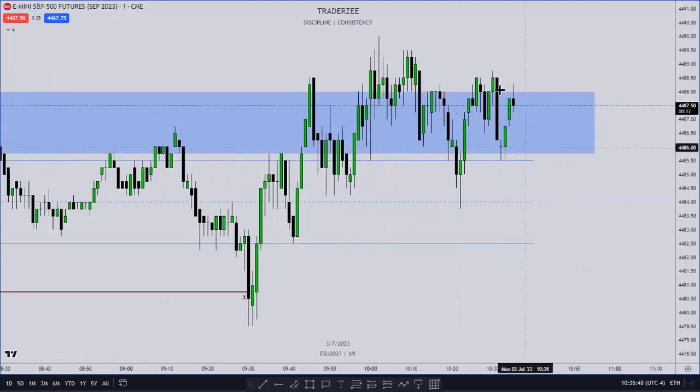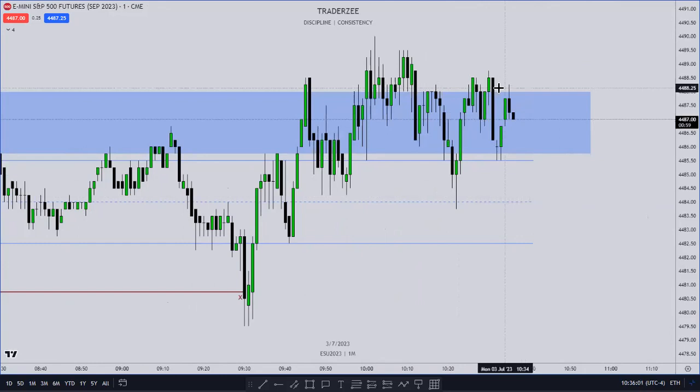Okay, I'll show you. This setup right here, this is what I'm talking about. Do not take this. If I would have taken that, my stop loss would have been above this blue shaded area, just at the mean threshold. I would have gotten stopped out after a little while.